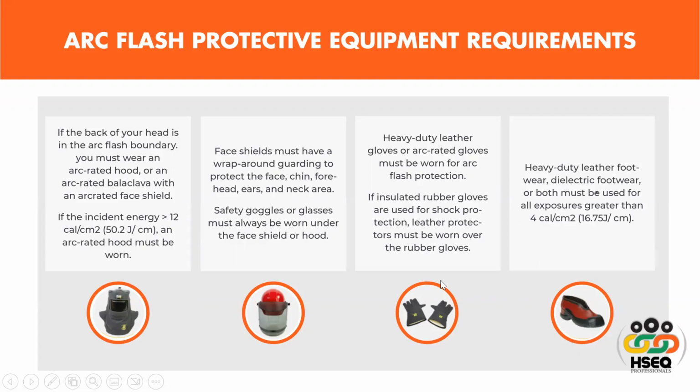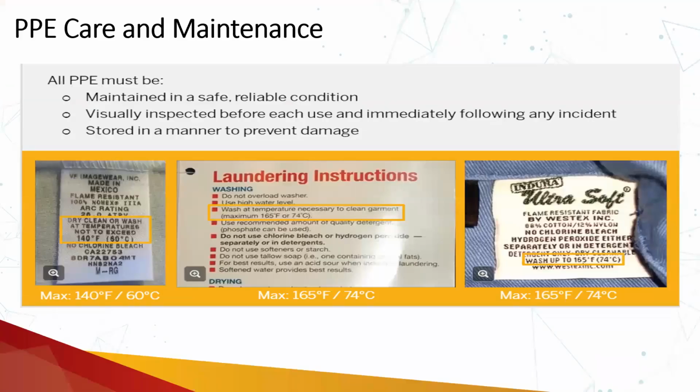Because there is a chance of igniting the shoes, and other things can go wrong. Then it talks about PPE care and maintenance in 130.7, that we should maintain the personal protective equipment. It needs to be visually inspected before each use, and immediately following any incident, and it should be stored in a manner to prevent damage.